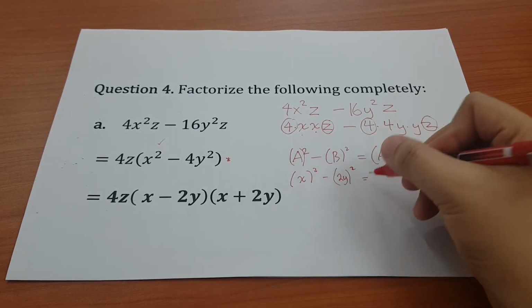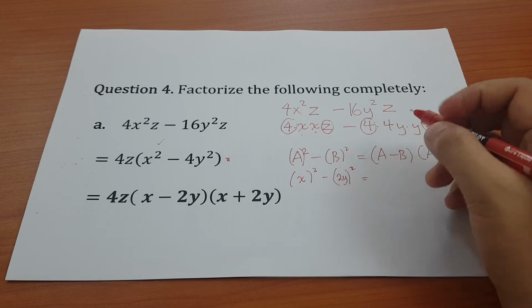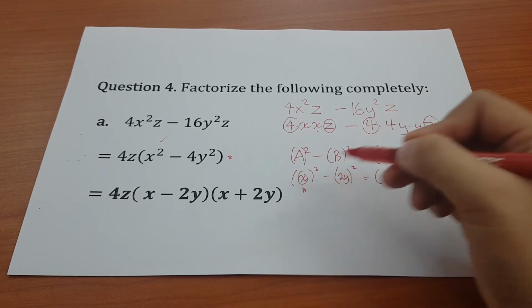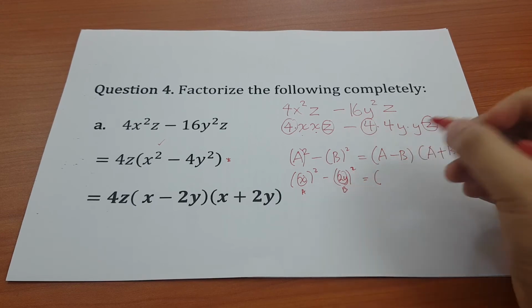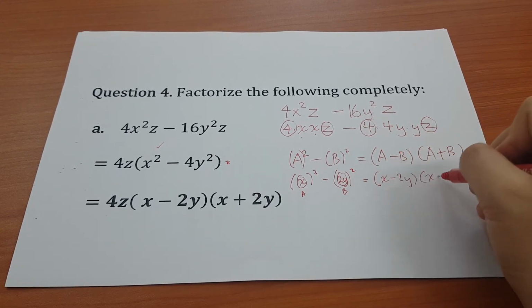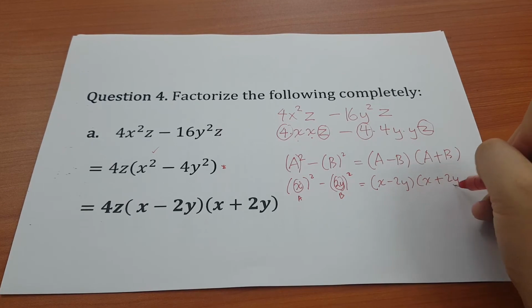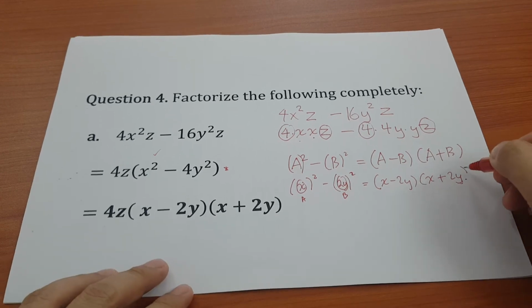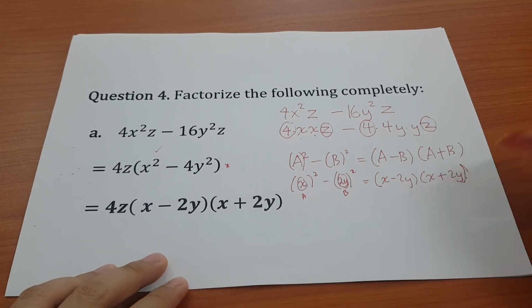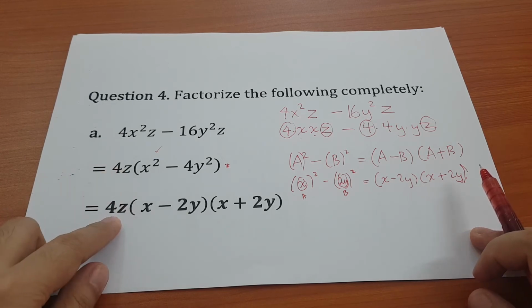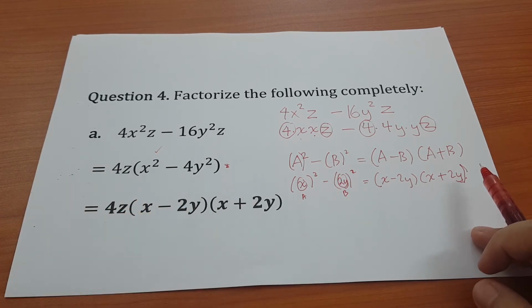Hence, the final factor for this, x squared minus 4y squared, is (a minus b)(a plus b). So your a is x, your b is 2y, so (x minus 2y)(x plus 2y). Therefore, my final factor is 4z(x minus 2y)(x plus 2y).